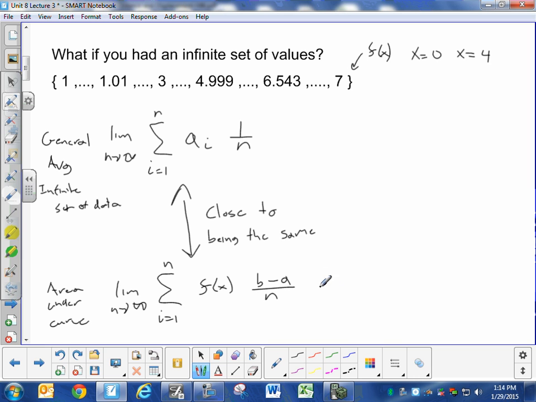We use the notation for this. We said eliminate this, use b to a here to denote the bounds, and then f of x, and as n approaches infinity, this became dx. Okay, so the a and the b went here. As n approached infinity, this became dx.